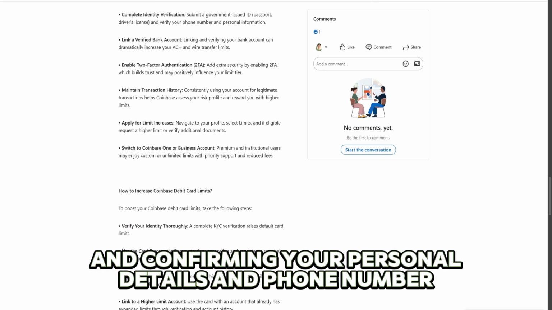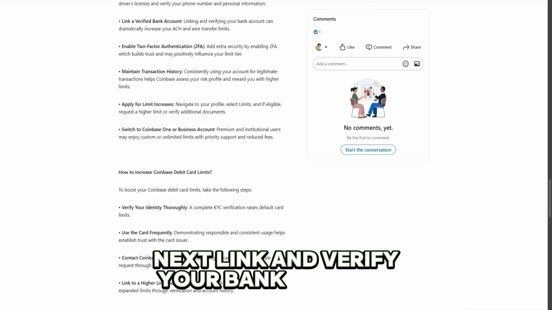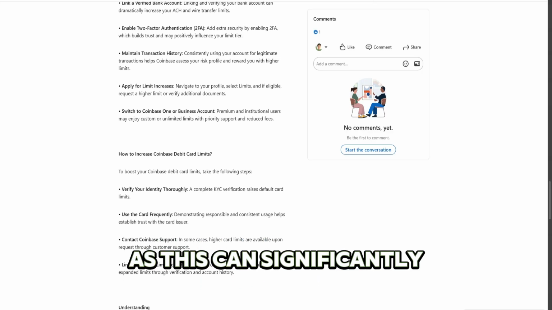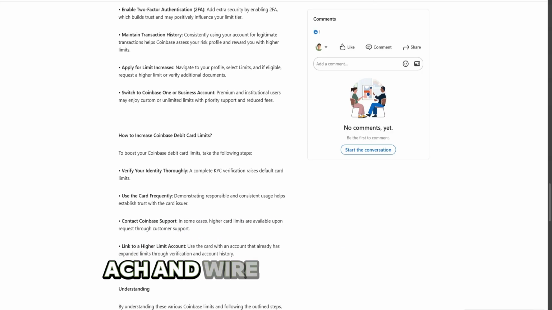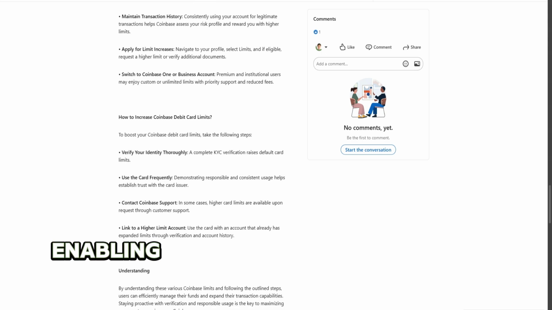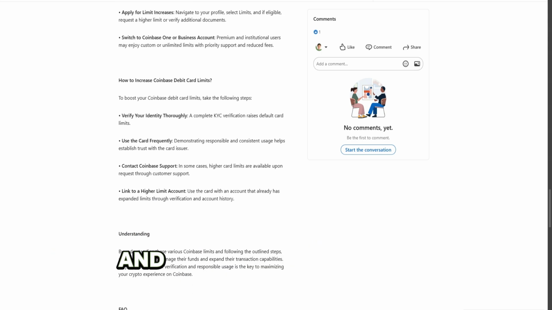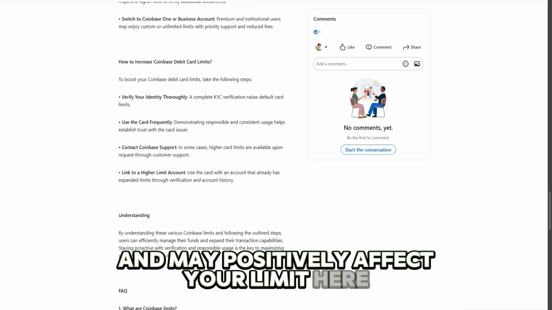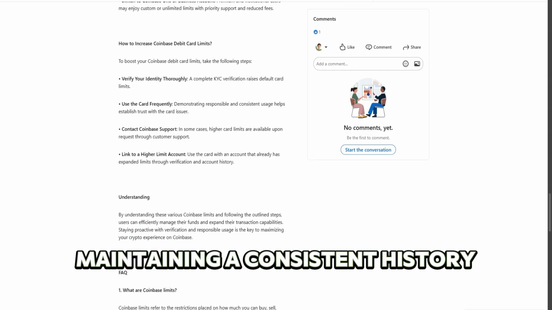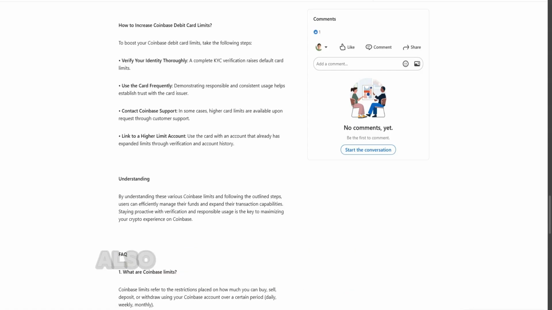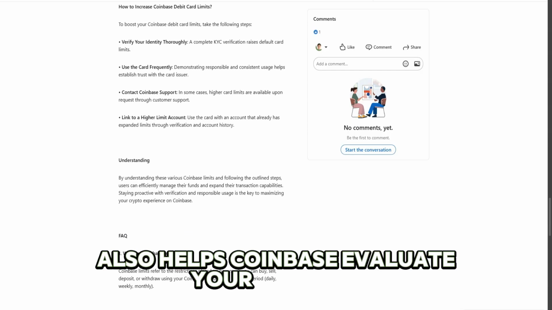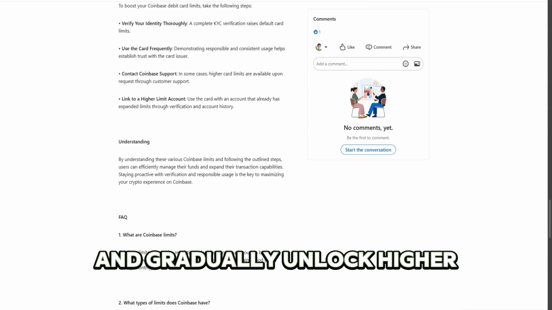and phone number. Next, link and verify a bank account, as this can significantly raise your ACH and wire transfer limits. Enabling two factor authentication adds an extra layer of security and may positively affect your limit tier. Maintaining a consistent history of legitimate transactions also helps Coinbase evaluate your account and gradually unlock higher limits.